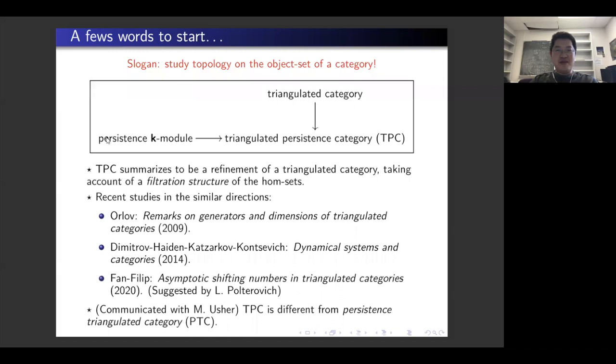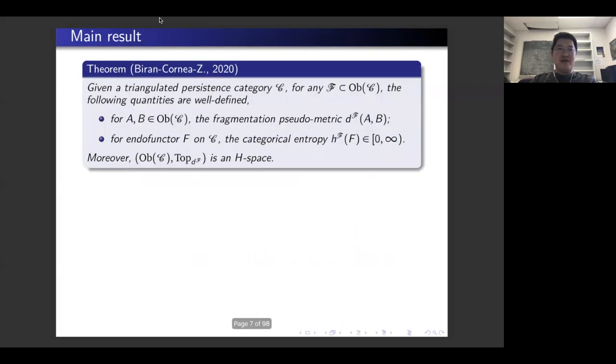Just R parameterized family of K modules. So what PTC is supposed to mean is R parameterized family of a triangulated category which satisfies certain properties. And what we are doing in this project is not exactly that. So we actually give a different name, it's called TPC. Okay, so the main result is the following.